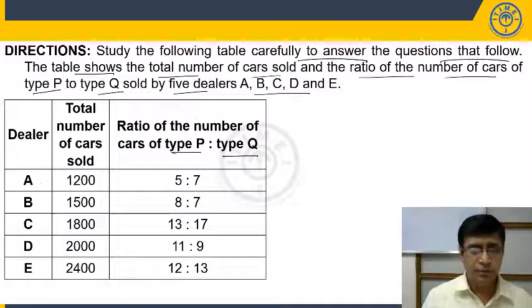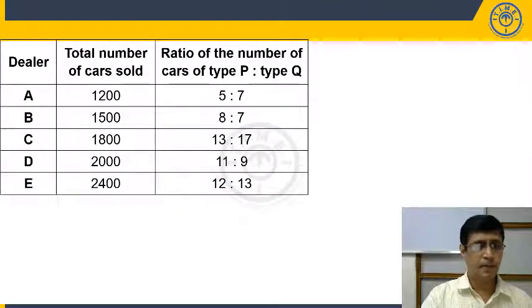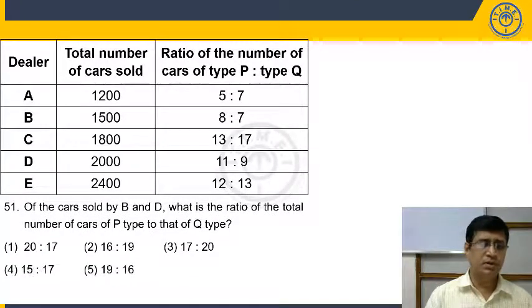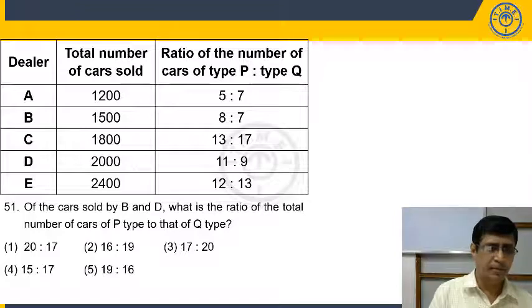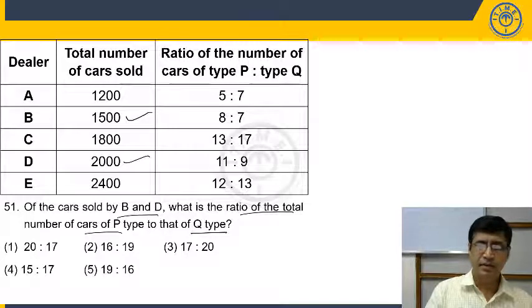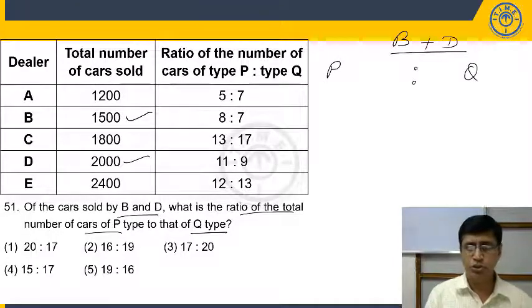Okay, now we'll move to question number 51. Look at question number 51. Of the cards sold by B and D, what is the ratio of the total number of cards of type P and that with type Q? So B and D, these are the two we need to consider. Now P with respect to Q, the ratio is to be found.